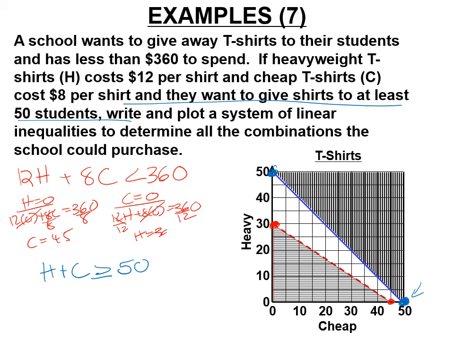So what is the answer here? There's no solution. No matter what, even if they do the 50, there's no way they're going to be able to get 50 shirts and spend less than $360, because if you buy 50 of the cheap, it's still more than $360.